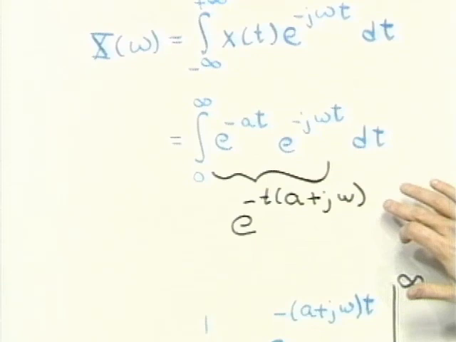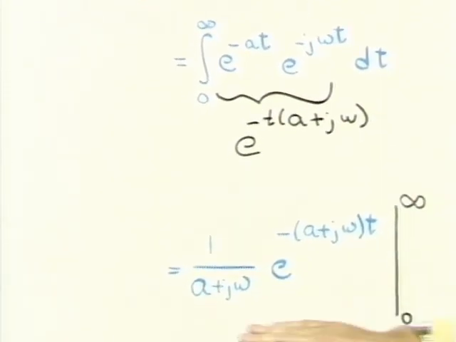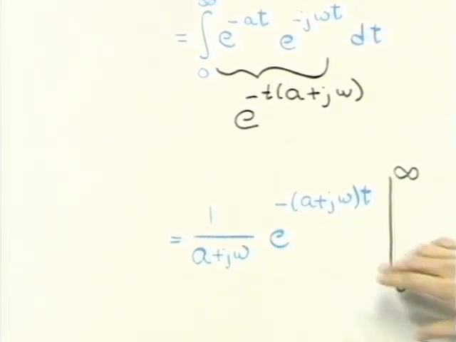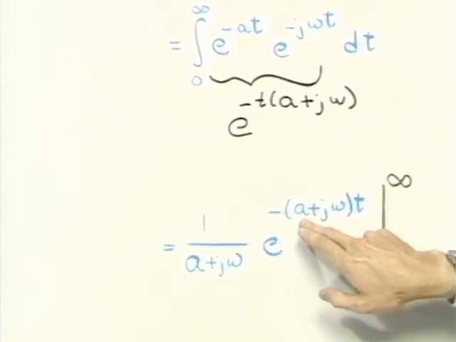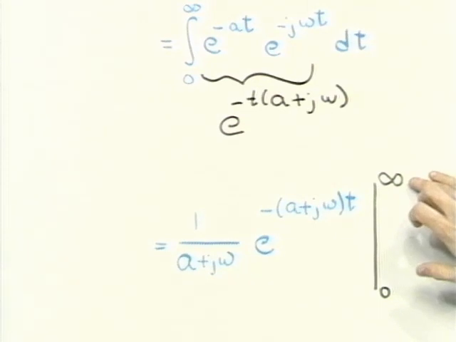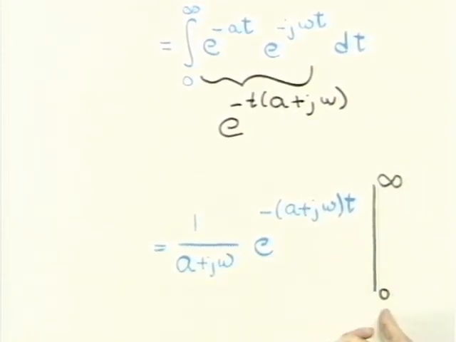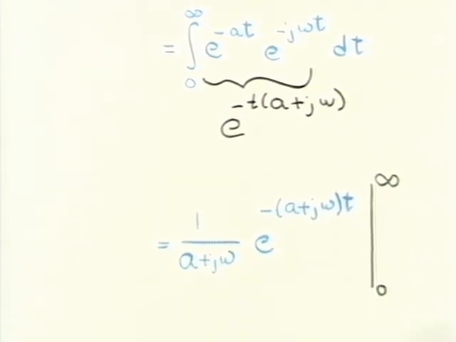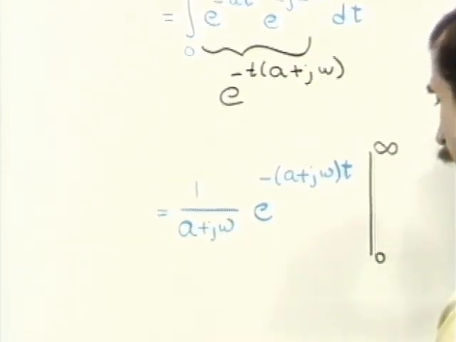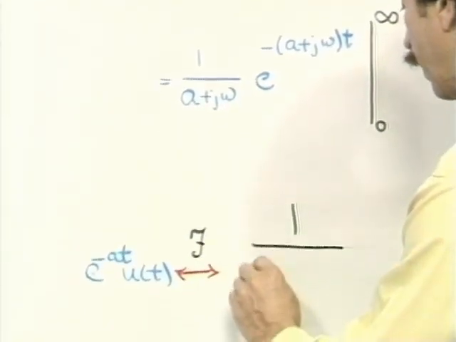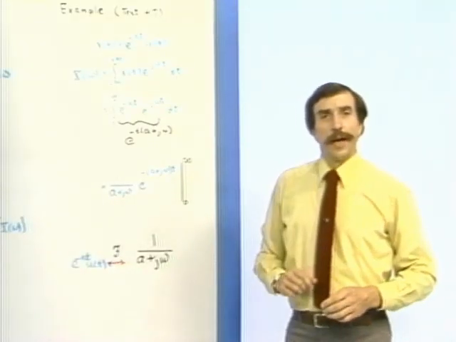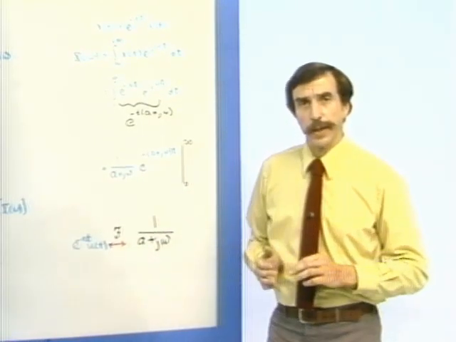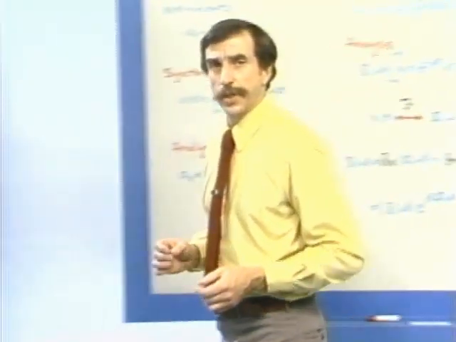And if we carry out the integration of this, we end up with the expression indicated here. And provided now, and this is important, provided that a is greater than 0, then at the upper limit, this exponential becomes 0. At the lower limit, of course, it's 1. And so what we have finally is the Fourier transform expression, 1 over a plus j omega. Okay, now this Fourier transform, as I indicated, is a complex valued function. Let's just take a look at what it looks like graphically.